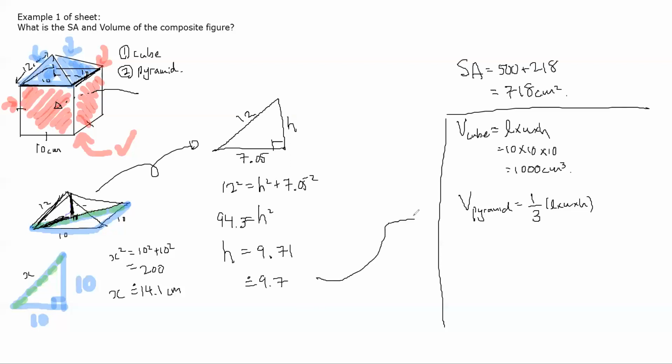So bring that back to our original. The pyramid volume is going to be the length, which is 10, width, which is 10, and height, which is 9.7. 10 times 10 times 9.7.